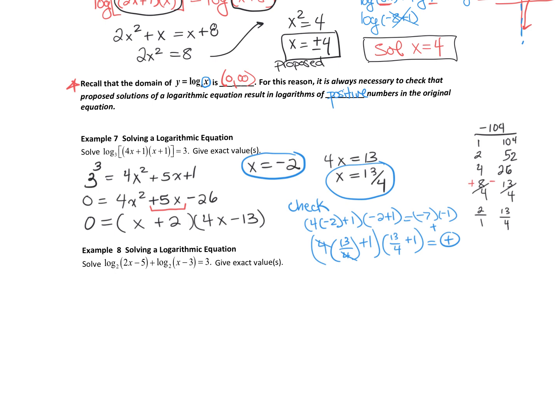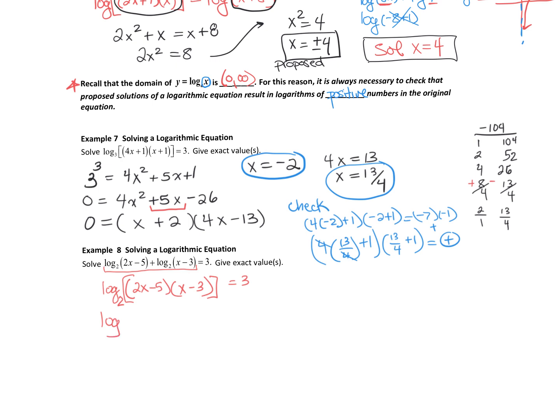Okay, one last example here. In this case, we have a log plus another log equals 3. Log base 2 of (2x minus 5) plus the log base 2 of (x minus 3). We know that when we have a sum of logs, we can multiply these together. Log of the product equaling 3, and we have log base 2.